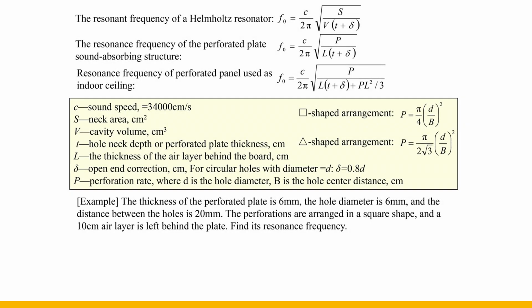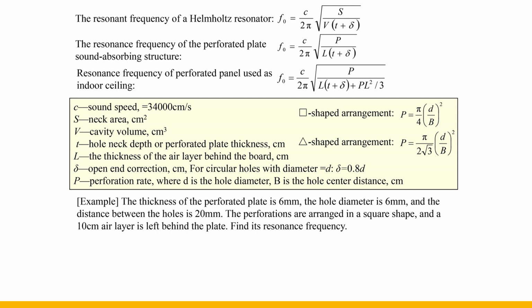It is known that the thickness of the perforated plate is 6 mm, the hole diameter is 6 mm, and the hole spacing is 20 mm. The perforations are arranged in a square, and a 10 cm air layer is left behind the plate.